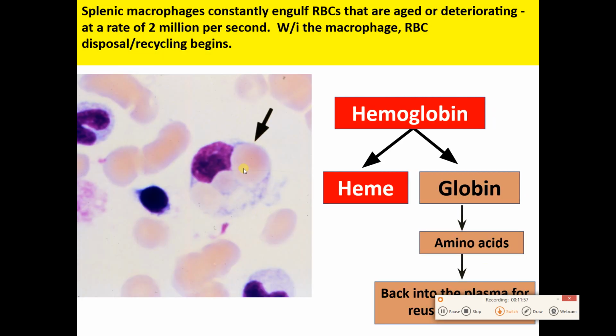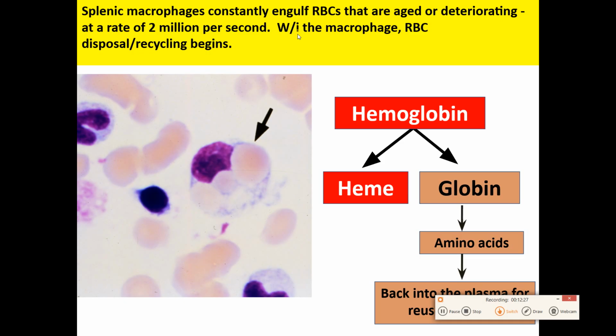There are macrophages, big eater cells, in the spleen. They are constantly on the lookout for old or ugly, beat-up red blood cells. Spleen macrophages eat 2 million red blood cells a second. That's a lot. Remember, you have trillions though, right?